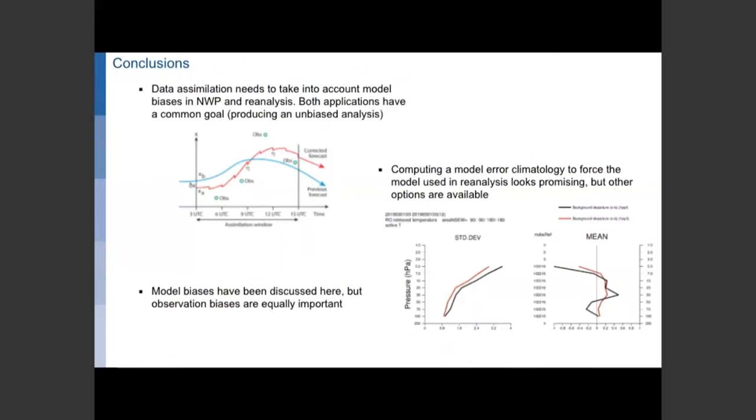It's time for me to wrap up. The first thing I want to say is that in NWP and reanalysis, we have a common goal. We want to produce the best analysis, which is really good because it means that when we develop research in NWP, most of the time this could be applied in reanalysis too. On the right-hand side, I just put the main result of the talk, which shows that if you correct for model biases when you produce a reanalysis, your mean state will be less sensitive to a change in the observing system.